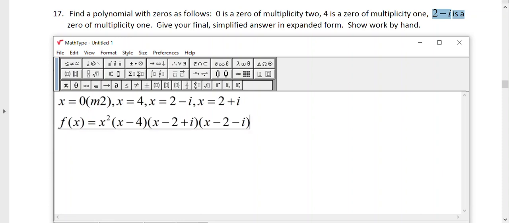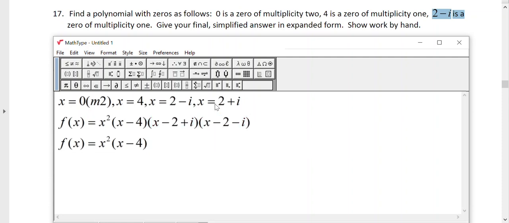It says to give my final answer in expanded form, so I'm going to have to expand this all the way out. Even if I wanted to leave it in factored form, I would definitely want to multiply out these two together because they have that imaginary component. I wanted to multiply those two things together first anyway, so let's do that. I'm actually going to leave this part of the polynomial alone. I'm going to copy and paste it, and we're going to start working on this part.